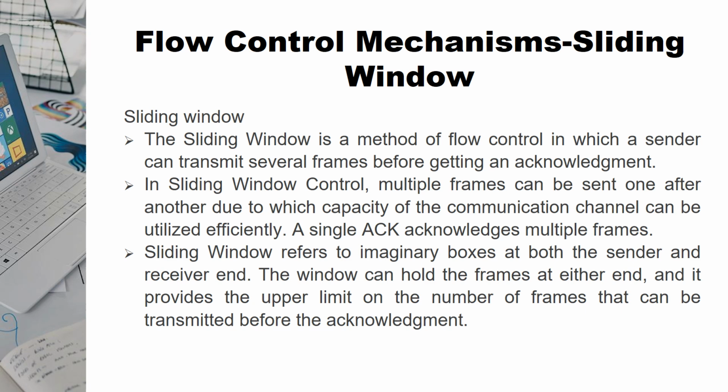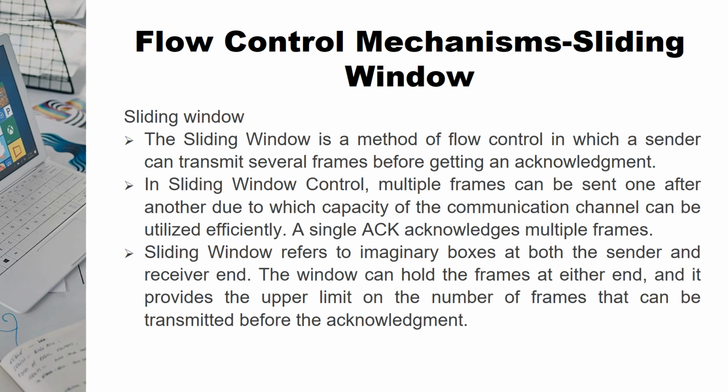Then we also want to explain the sliding window. When we're talking of the sliding window, we're saying that the sender sends multiple packets and maintains a window of packets that have not been acknowledged. So multiple frames can be sent one after another, due to which the capacity of the communication can be utilized efficiently. A single acknowledgement acknowledges multiple frames. So sliding window refers to the imaginary boxes at both the sender and receiver end. The window can hold the frames at either end, and it provides the upper limit on the number of frames that can be transmitted before the acknowledgement.